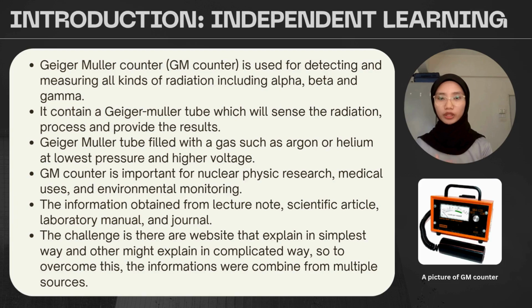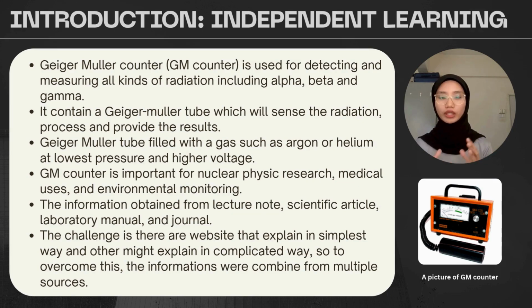The GM counter is important for nuclear physics research, medical uses, and environmental monitoring. It is because the GM counter can help humans to limit the radiation exposure to the environment and reduce the possibility of humans getting diseases caused by the radiation, such as cancer.